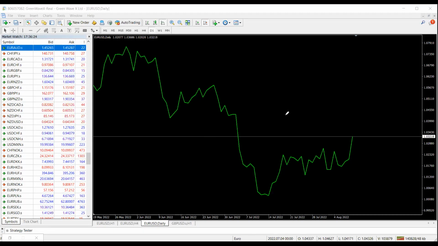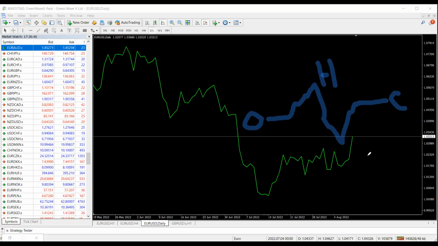So if price starts here, goes up and goes down and goes like this before it closes here, we have 4 major prices that we look at: the opening price, the closing price, the highest price, and the lowest price within a particular time frame. So those are the 4 prices that we have: the open, the close, the high, and the low. But one thing about the line chart is that it only shows 2 prices, which are the open and the close.